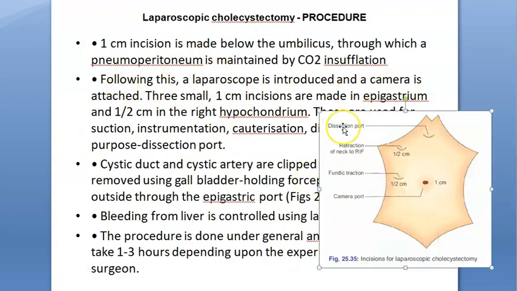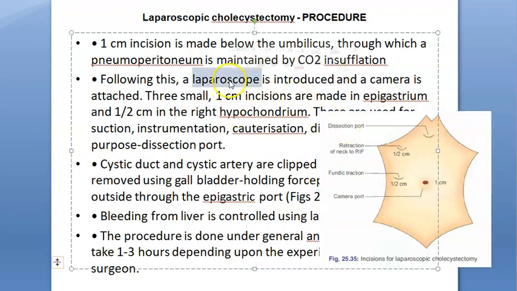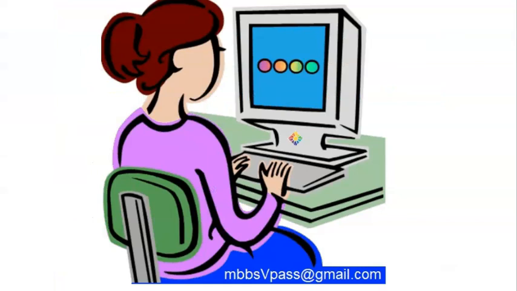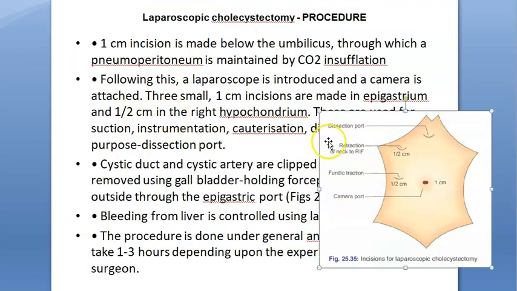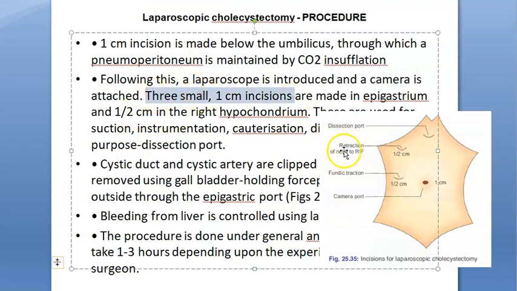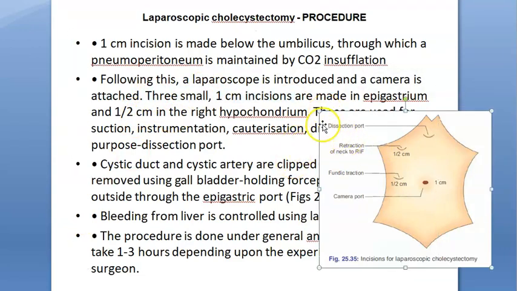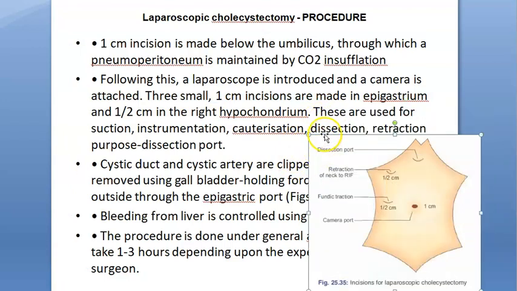So through this, what they will do, they made a hole, right, an incision, then through that hole they are putting a laparoscope and then a camera. So where is the camera going in? Camera is going in near the umbilicus. Okay. Then what are they doing? 3 small 1 centimeter incisions are made. Where in all? In the epigastrium, 1 centimeter in the right hypochondrium.